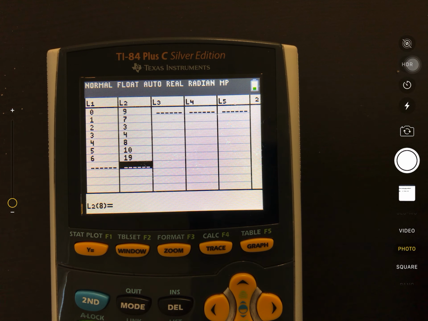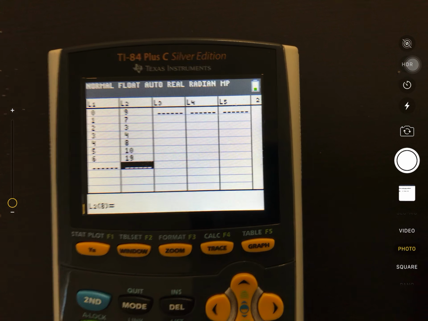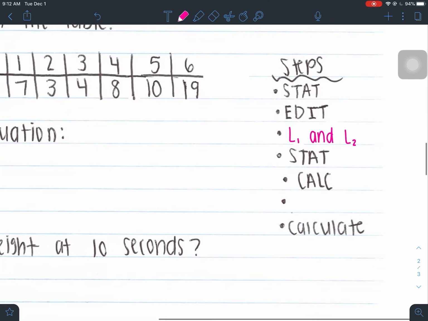If you have 5 things in the first column, you have to have 5 things in the second column. If they don't have the same amount of things, you're going to get an error. So you always want to be super careful with that. All right, after you type in L1 and L2, what's our next step?